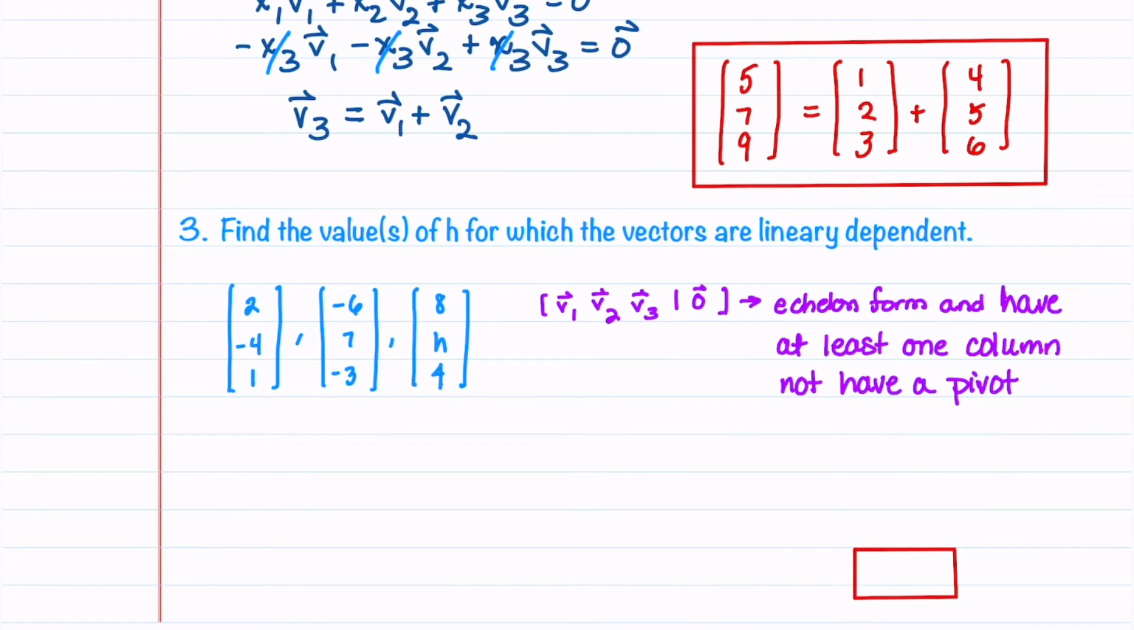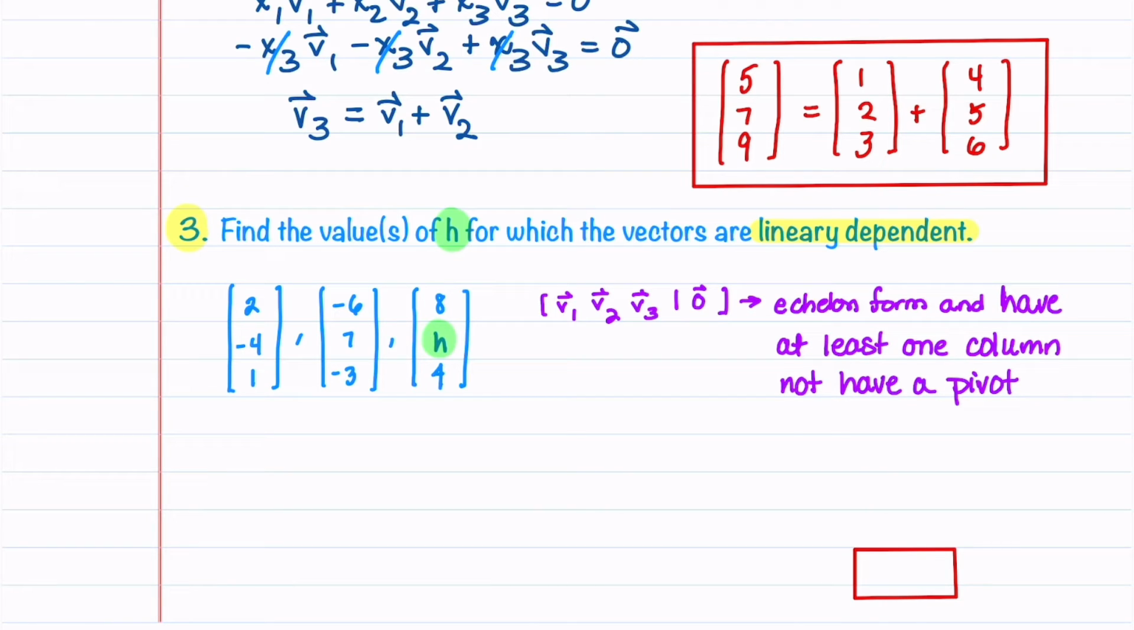Our third example is a little bit different than the first two because we're asked to find the value of h for which the vectors are linearly dependent. It's always a little bit harder when you have a variable in your problem. We're going to go about this the same way that we did for number 1 and number 2.